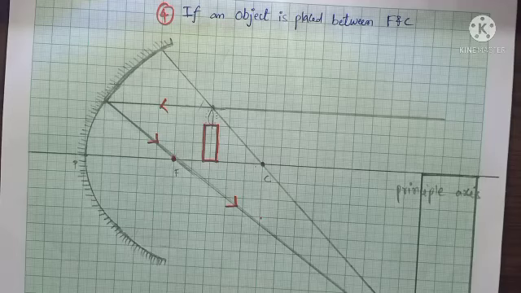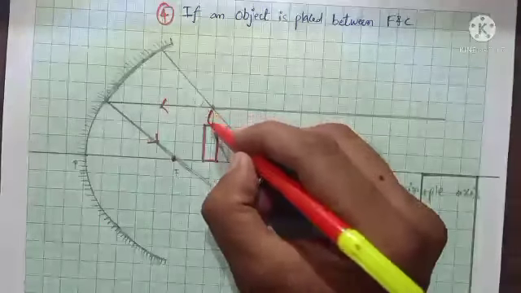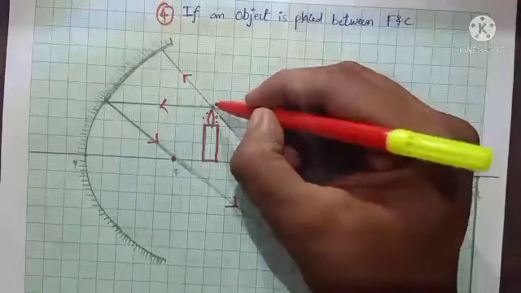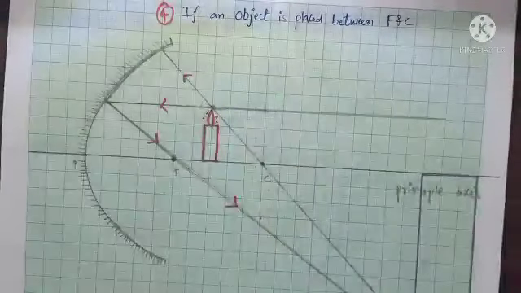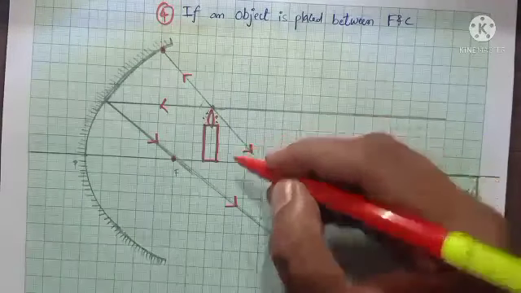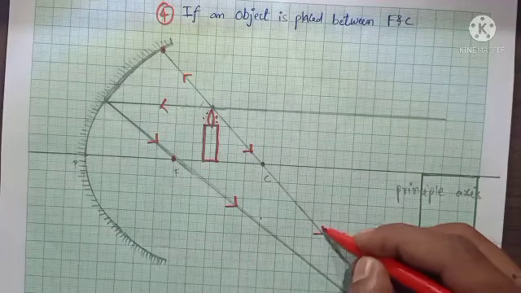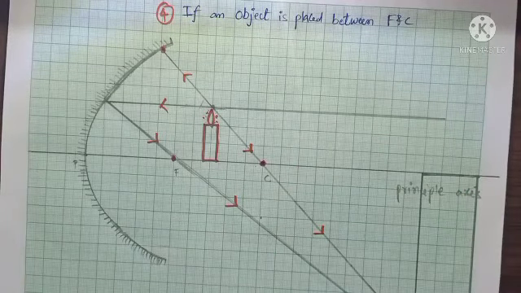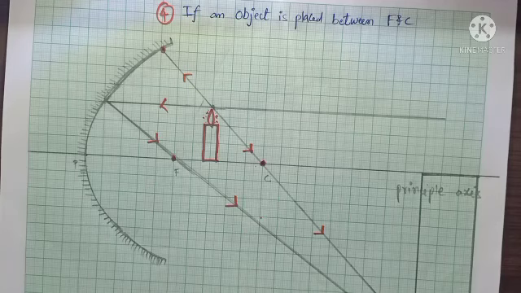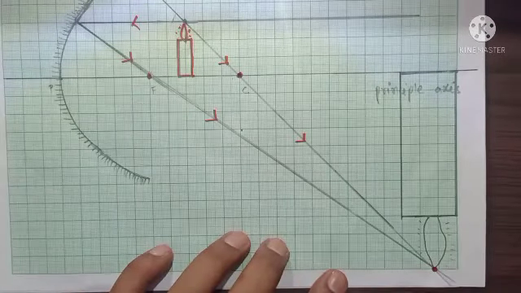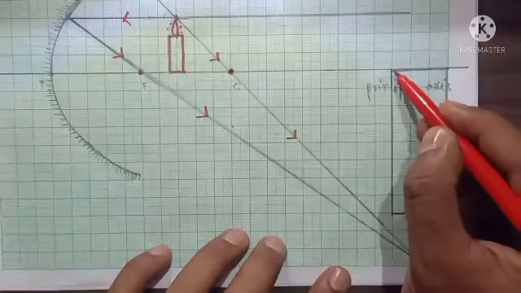Then here we have to take the third rule, where a ray passes through the center of curvature and hits the mirror and reflects along the same path, because the ray is passing from the center of curvature, so it will not deviate. So here both the rays meet here. So this is the image.